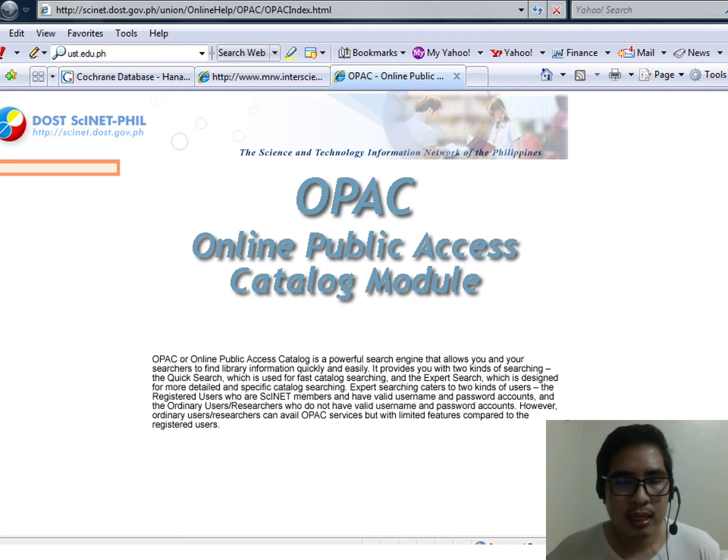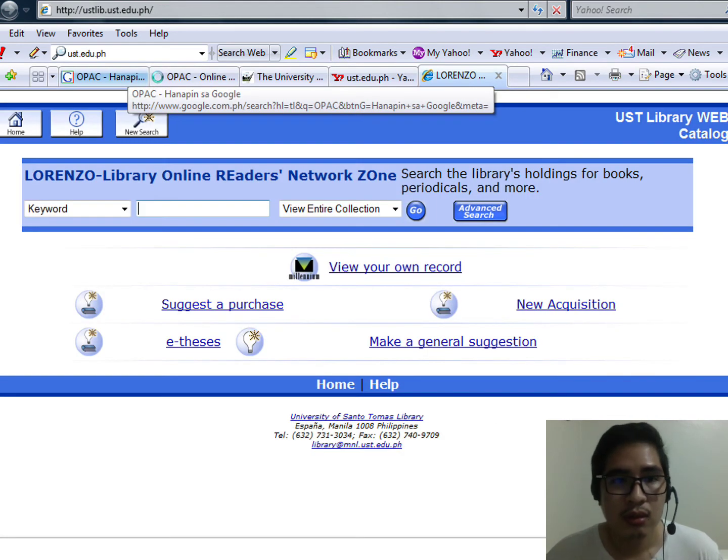So these are examples of OPAC. Okay. So you have the DOST OPAC. So public access catalog nila yan. Nandyan lahat ng mga researches nila. You also have Lorenzo, which is the UST library OPAC. So dito makakapag-search ka ng mga e-thesis. They also provide you with the abstract or a glimpse of the summary of the paper.